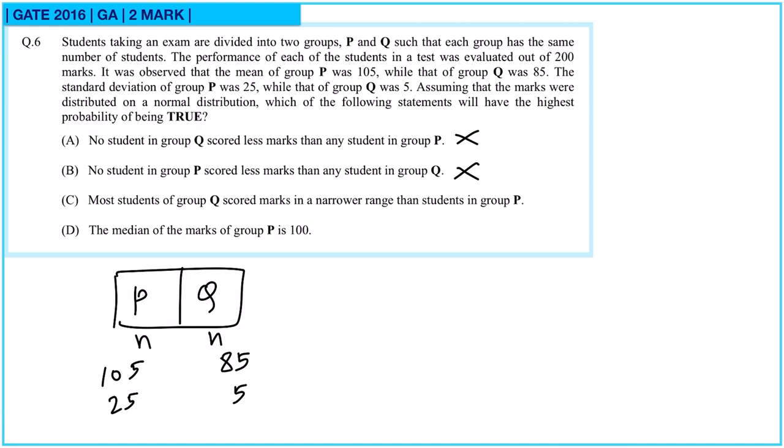Most students of group Q scored marks in a narrower range than students in group P. Here see, standard deviation is 5, here standard deviation is 25. So obviously students in group Q have scored in narrow region. So this is correct. The median, so option C is correct. The median of the marks of group P is 100.